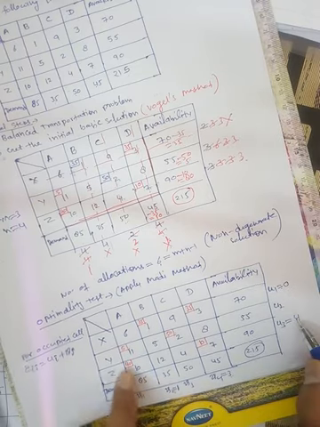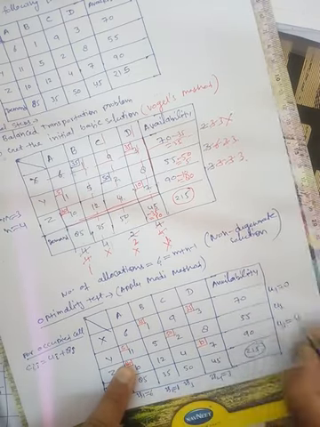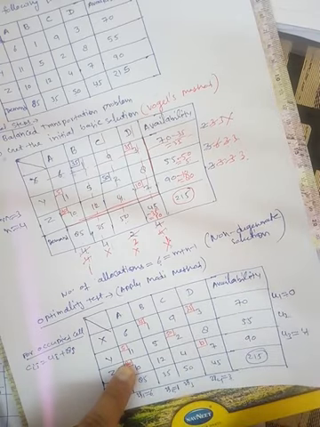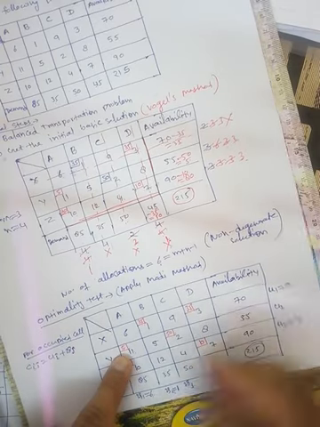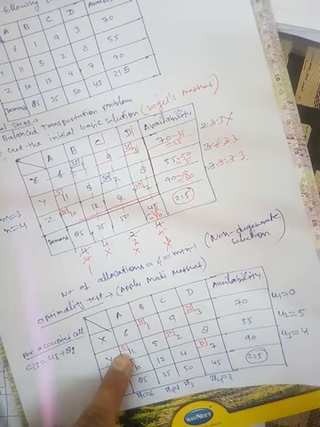Similarly here is 4, here is 8, 10. So this should be 6. 6 plus 4 is equal to 10. Here is 6, here is 11. So this should be 5. 5 plus 6 is equal to 11. दोनों का sum इसके बराबर होगा.